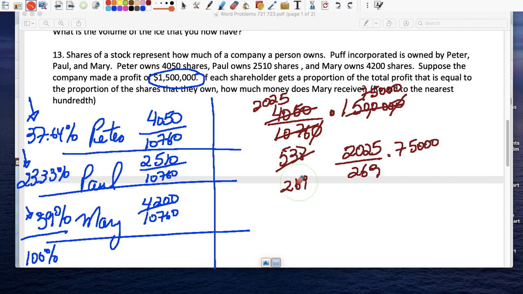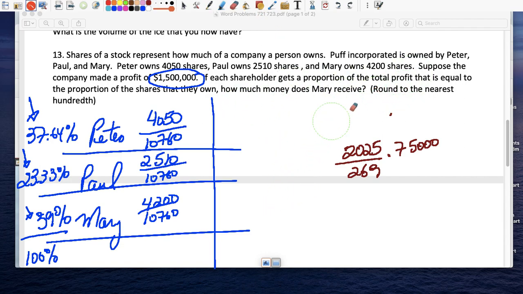Let me erase this. Is there an easier way of doing this? I guess not. So either you divide these two and then multiply by 75,000, which is probably what I'm going to do. So 2,025 divided by 269, and again, we're going to have to round. So just go as far as the hundredth, okay?